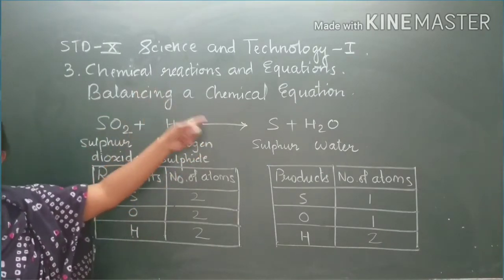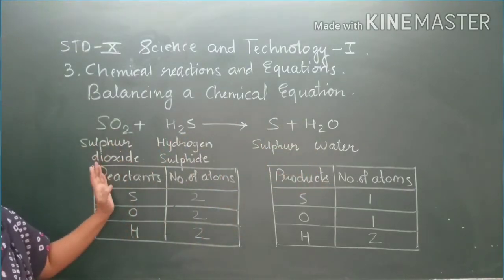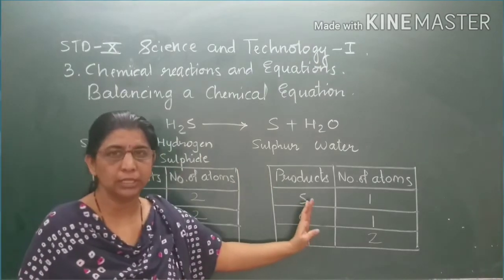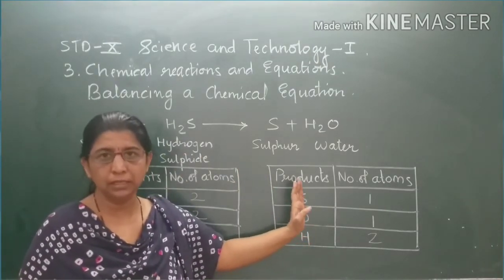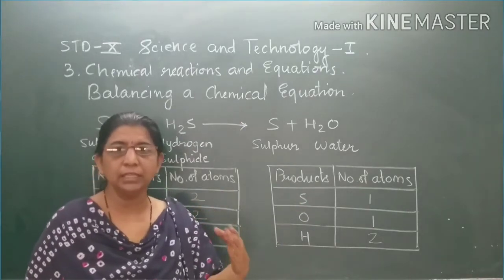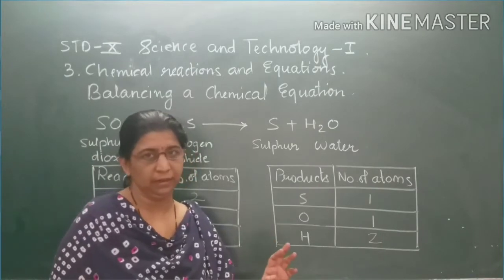What is meant by balancing a chemical equation? It is nothing but making the number of atoms on the reactant side and the number of atoms on the product side the same. Now there are some steps to balance a chemical equation. Let us study these steps. This is nothing but the trial and error method.